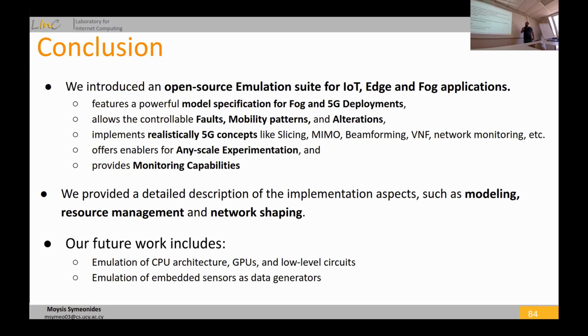I provided some implementation details about the modeling of the fog deployment, and also about the resource management and network shaping. Some thoughts about our future work: we try to make the emulation of different CPU architectures and components like GPUs. And we try to emulate embedded sensors as data generators for our emulator.